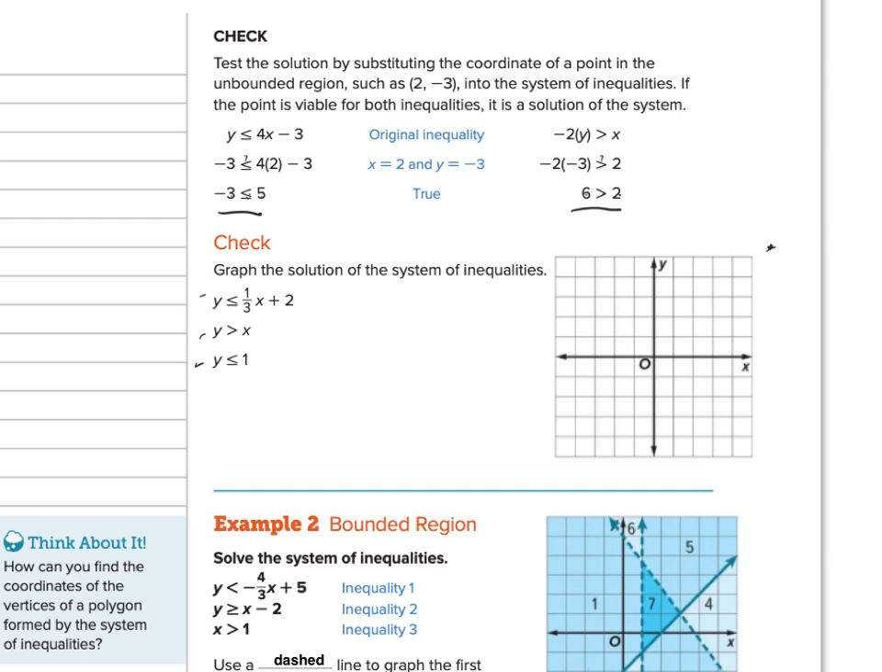Okay, so I'm going to graph this one in black, and I have a y-intercept of 2. My slope is going to be down 1, right 3, up 1, back 3. It's going to be a solid line because it is a less than or equal to inequality. I'll shade this one red, and it is less than, so I know I'm going to shade it in this direction.